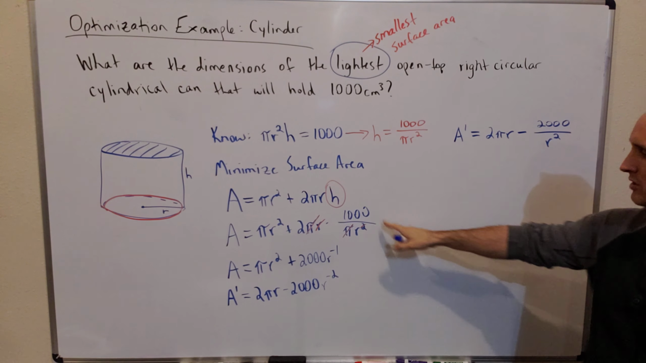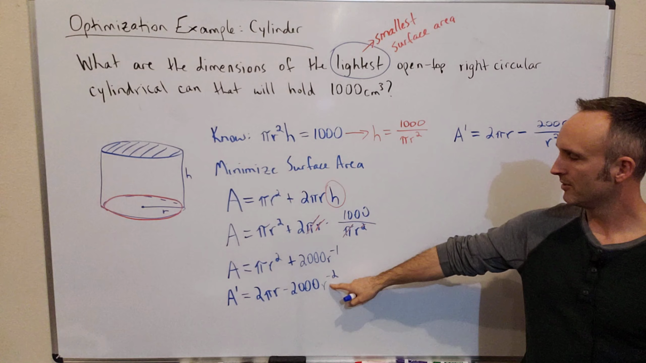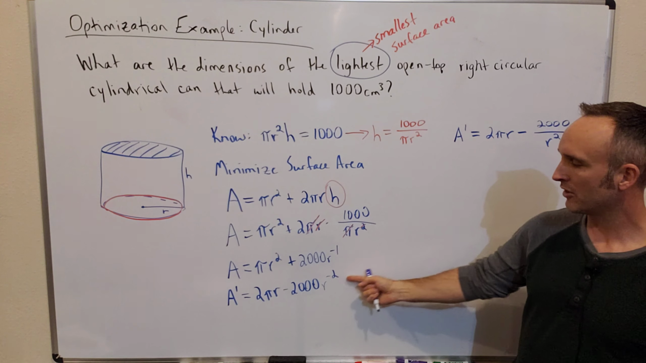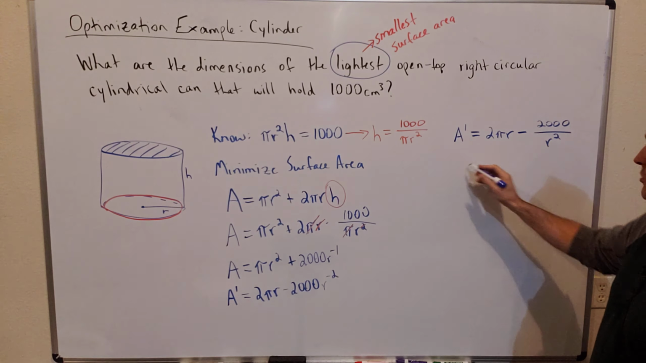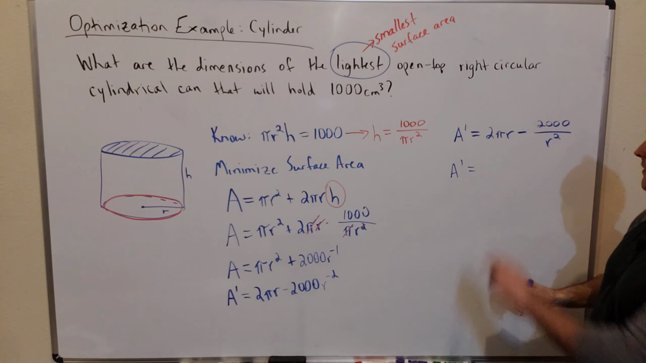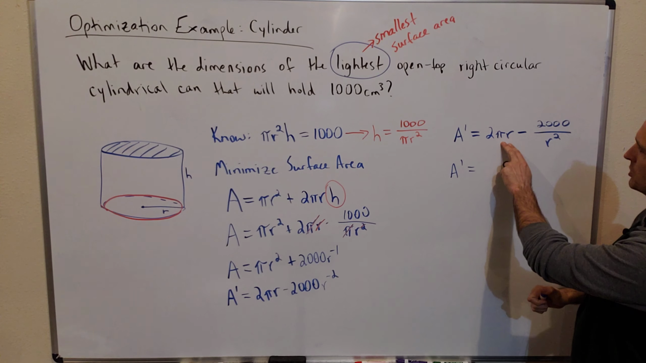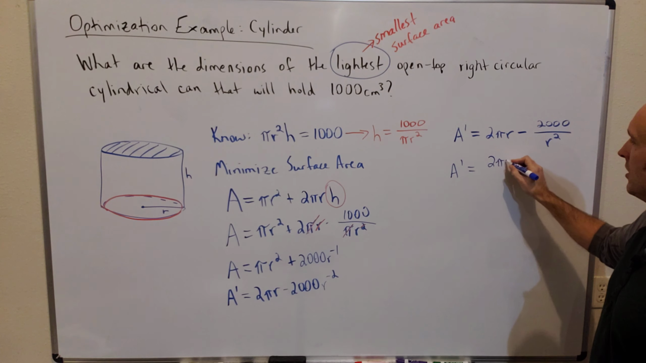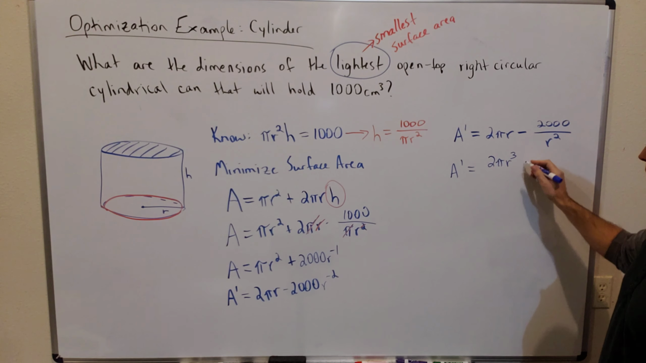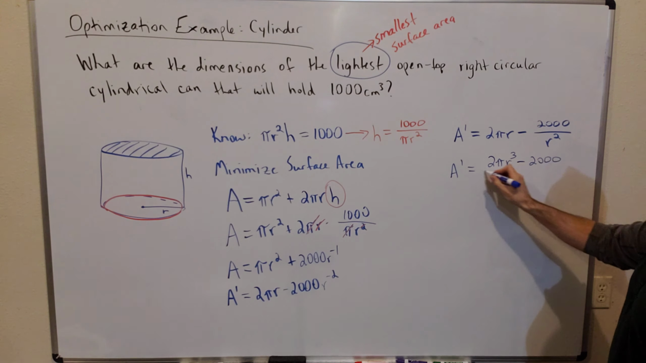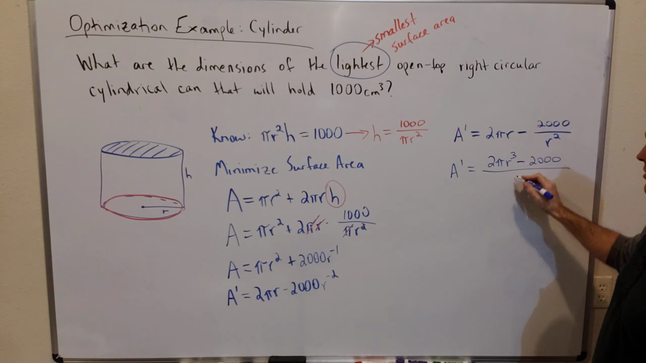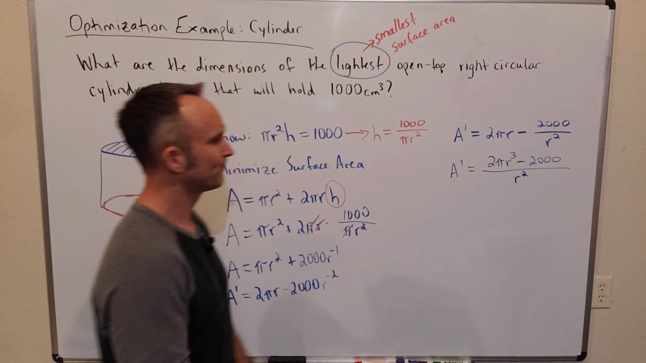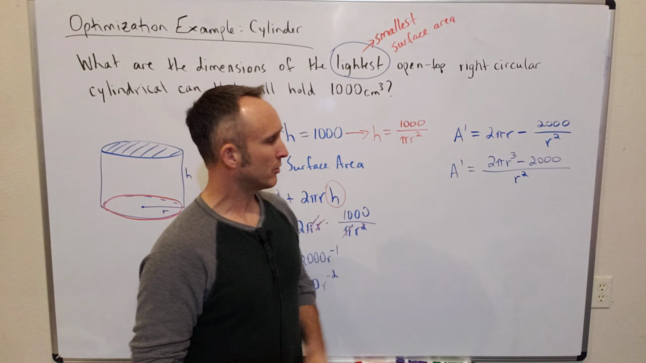You see how we're going back to the division way of looking at it. I temporarily called it r to the negative 1 so I could differentiate. Now that I've differentiated, it might be easier to think of it this way again. If I want a common denominator, I'll have to multiply this by r squared over r squared, giving me 2 pi r cubed over r squared. So I end up with 2 pi r cubed minus 2,000 all over the common denominator, r squared. Let me move to this side. Now I can identify my critical numbers.